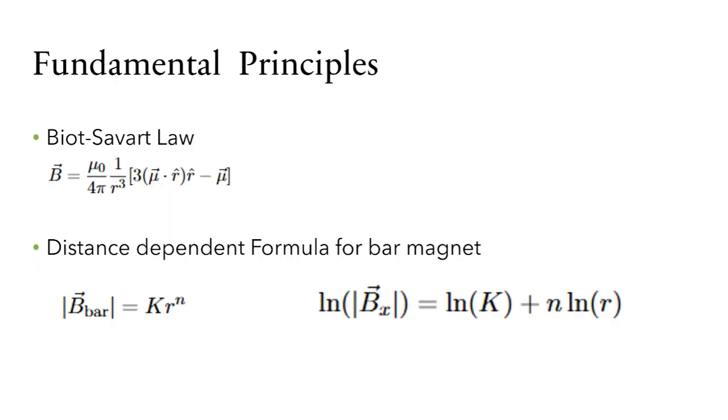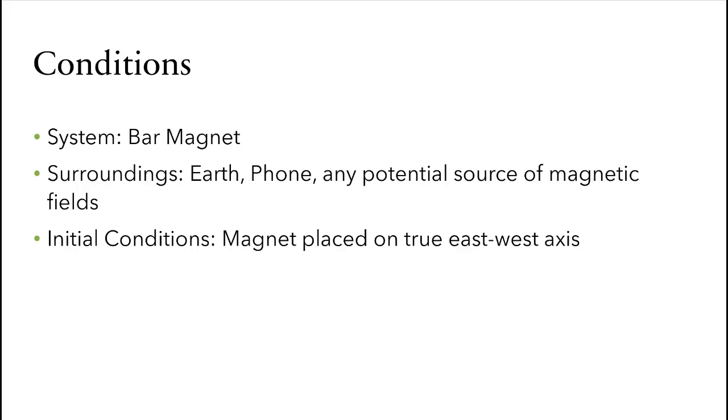The fundamental principles we'll be using in this lab are the Biot-Savart law and the distance-dependent formulas for the bar magnet. These are the conditions. Our system is the bar magnet, our surroundings is the Earth, phone, and any potential source of magnetic fields. And our initial conditions is that the magnet is placed on the true east-west axis.